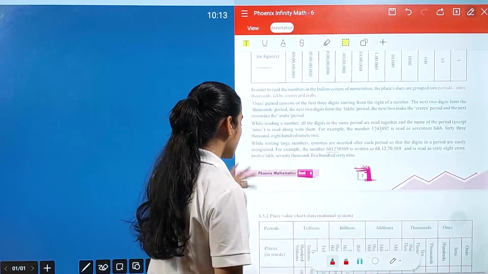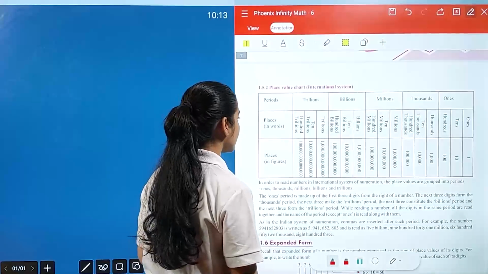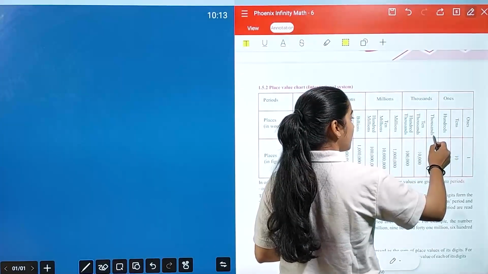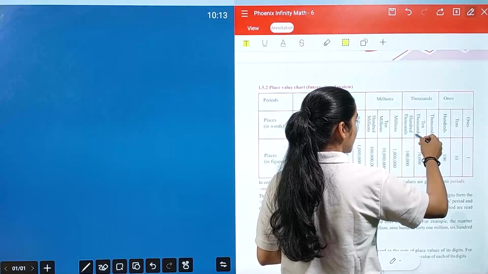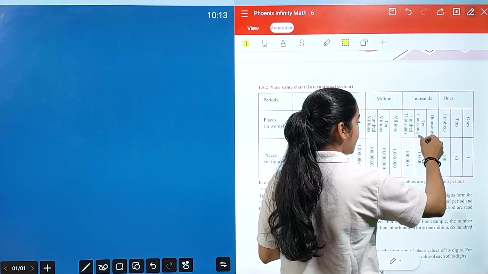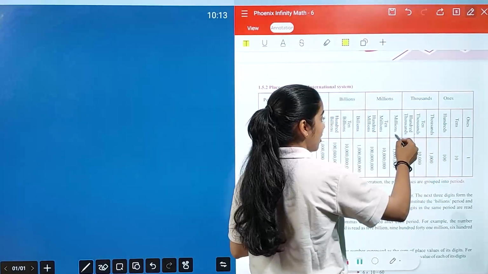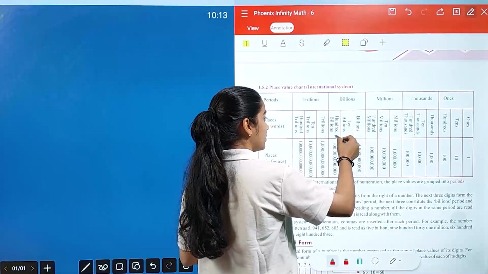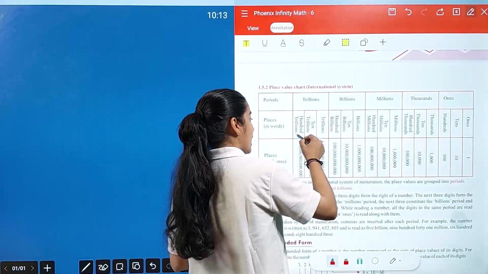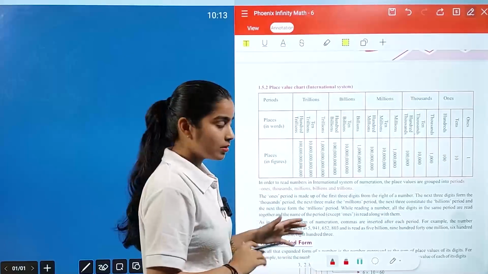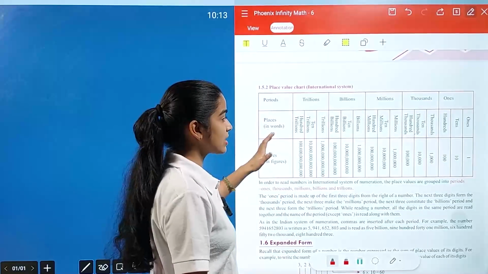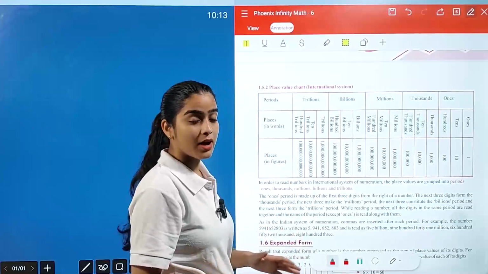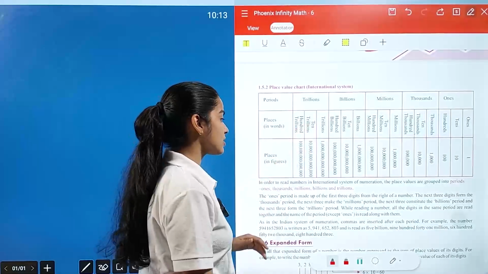70,560. Okay students, now we have the international system. In the international system we have ones, tens, hundreds. After hundreds we have thousand and 10,000, similar to our Indian system. But after 10,000 we have 100,000. Then million, 10 million, 100 million. Billion, 10 billion, 100 billion. Trillion, 10 trillion, 100 trillion. So the basic difference between the Indian system and the international system is 100,000 and 100 million. In our Indian system we don't have 100,000, but in the international system we have it.